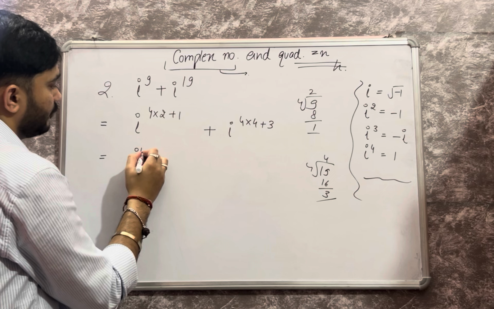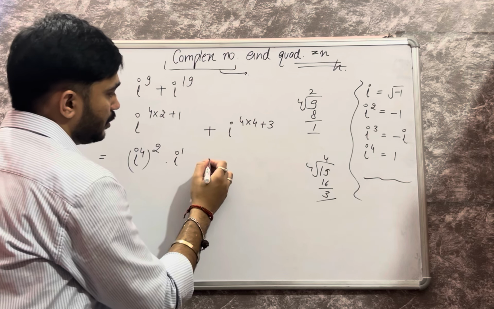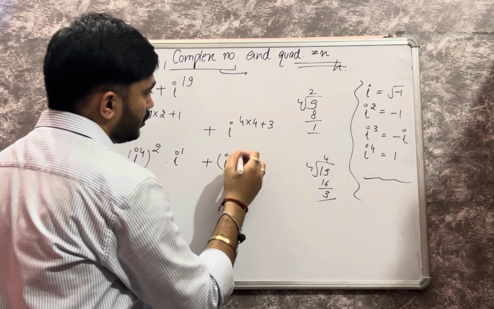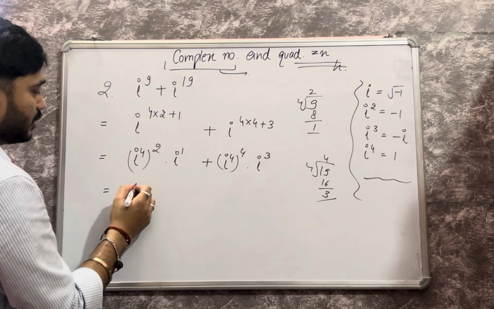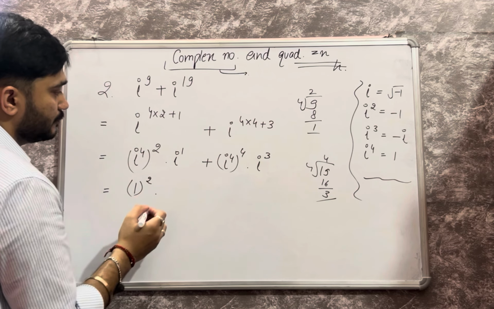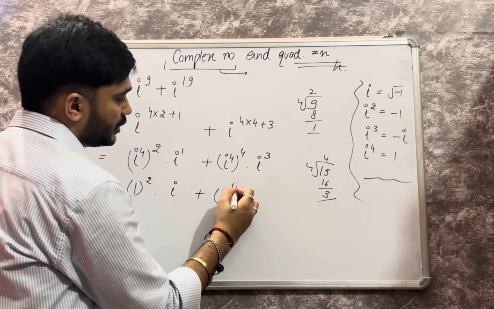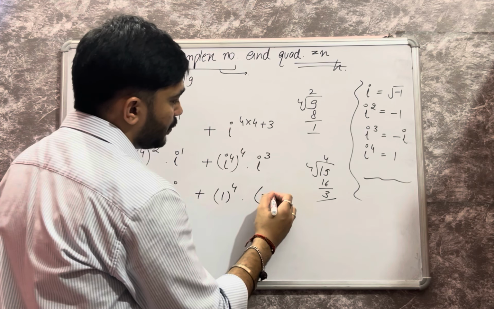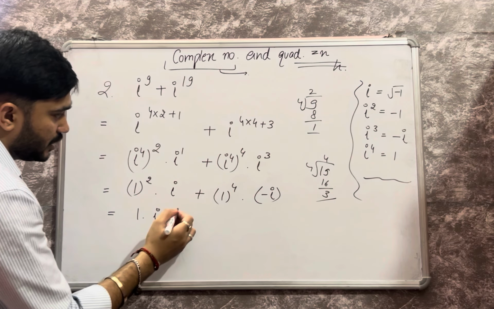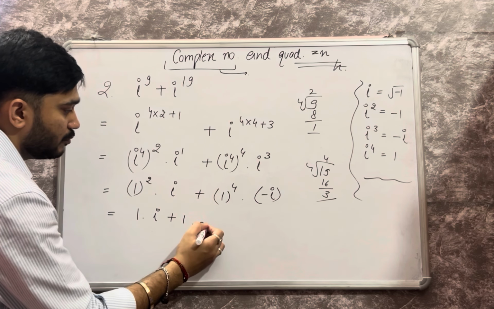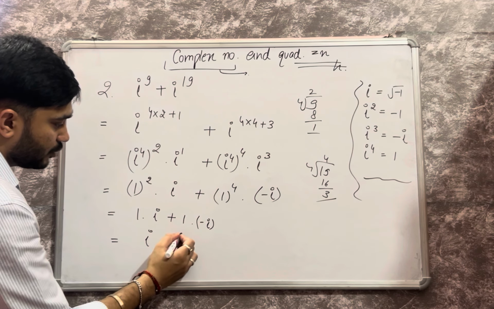Iota, write 4 and 2 outside the bracket into iota raised to power 1 plus iota 4, make 4 outside the bracket into iota raised to power 3. What is iota raised to power 4? It is 1 raised to power 2, and iota 1 is iota, plus iota raised to power 4 is 1 raised to power 4 into iota raised to power 3 is minus iota. 1 square is 1 into iota, plus 1 raised to power 4 is 1 into minus iota. 1 into iota is iota minus iota.